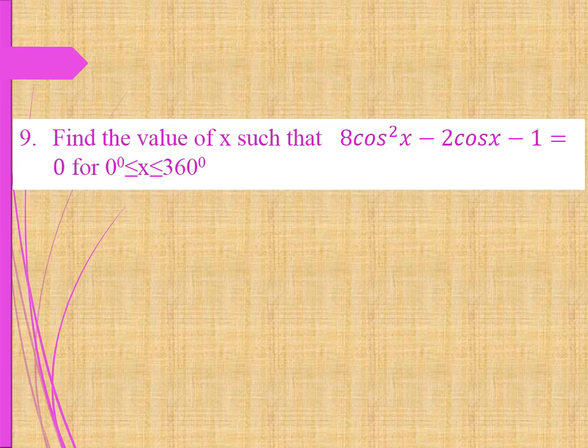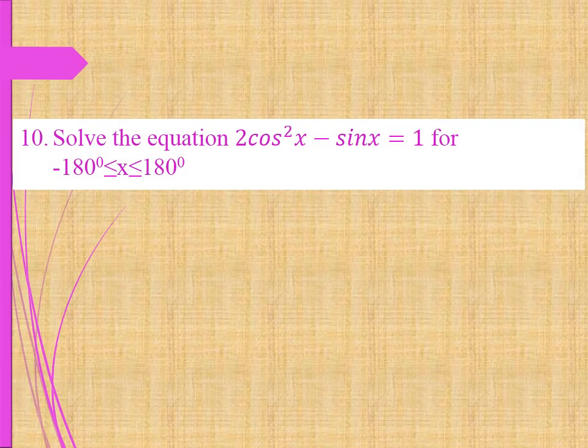Question 9. Find the value of x such that 8 cos squared x minus 2 cos x minus 1 equals 0 for 0 degrees less than or equal to x less than or equal to 360 degrees. Question 10. Solve the equation 2 cos squared x minus sin x equals 1 for negative 180 degrees less than or equal to x less than or equal to 180 degrees.